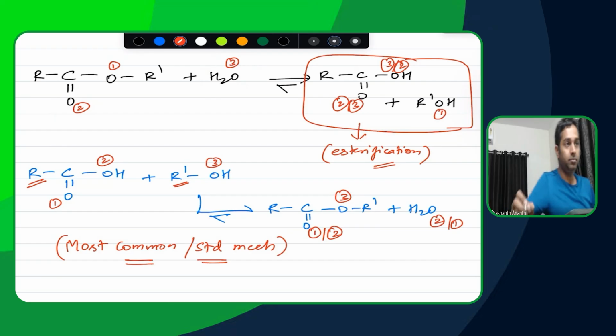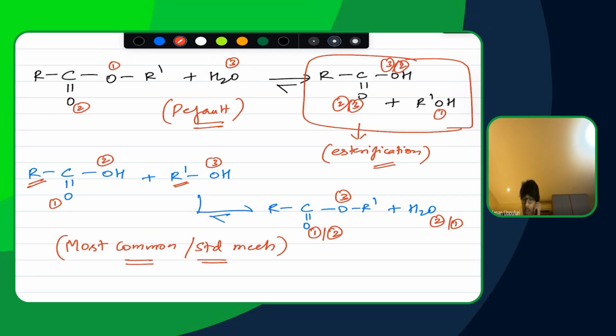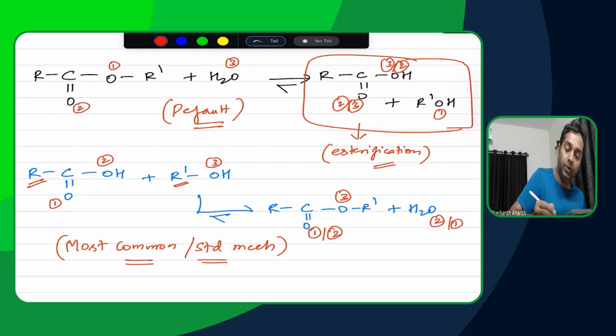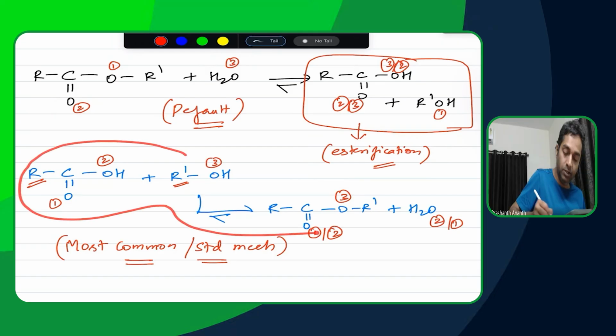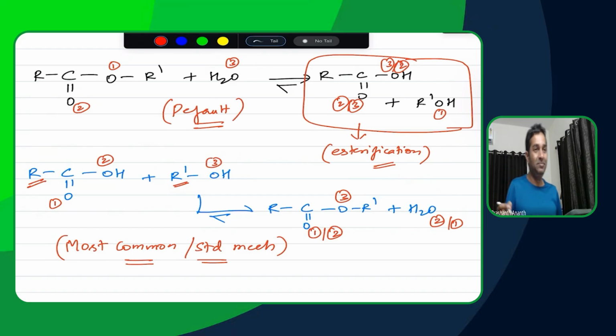Default setting. So think of it as default. If some more funny things happen, if the R and R dash are exceptional, default will not be followed. Some special things will happen. You understand the idea here? Yes, sir. Now you'll be learning more about this when you are dealing with the esterification mechanism. That'll come in this chapter only, since this chapter is the reactions of alcohols.